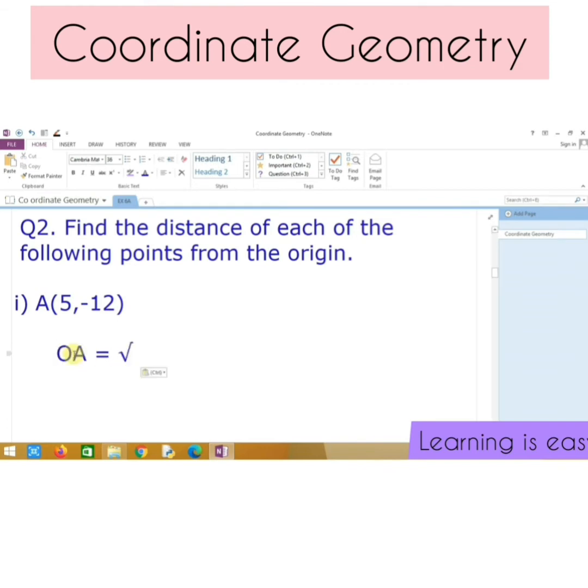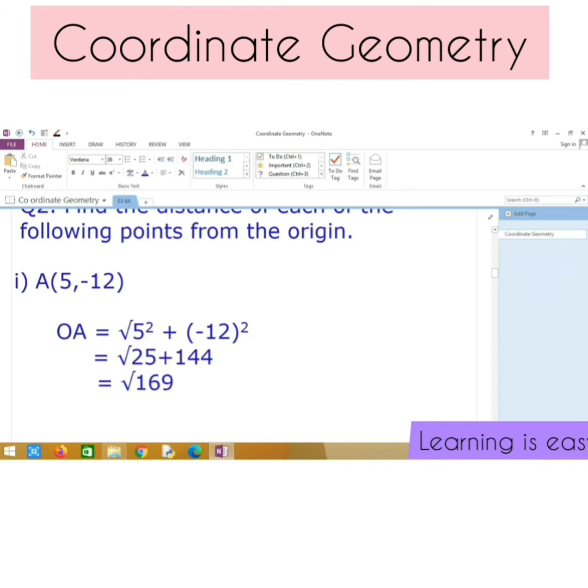So the distance is going to be OA. That is square root of 5 square plus minus 12 whole square. So that gives us square root of 25 plus 144. That's going to be square root of 169. So the distance is going to be 13 units. 13 square is 169. So that's the distance from the origin.